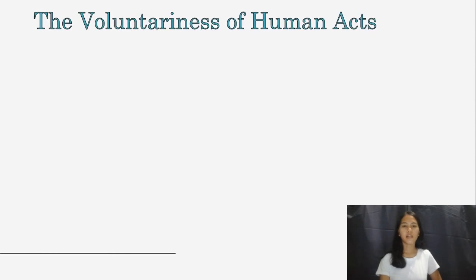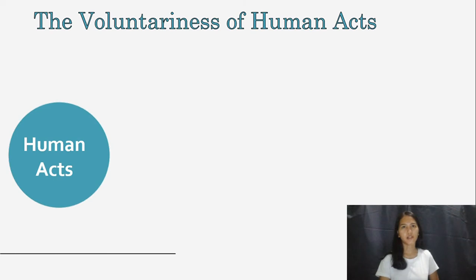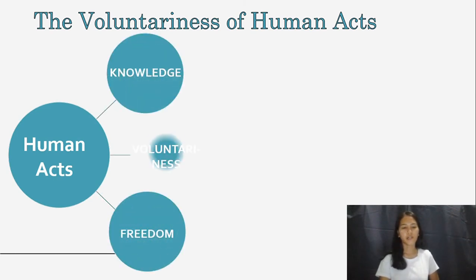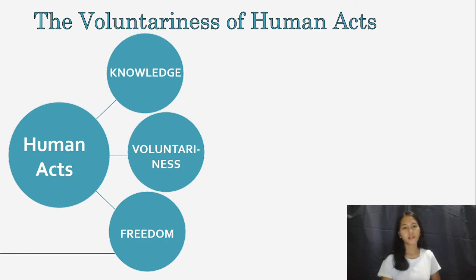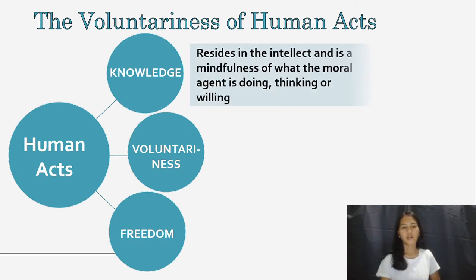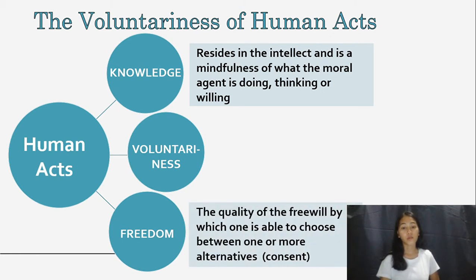The next topic is the voluntariness of human acts. So human acts have three essential elements. These are knowledge, freedom, and voluntariness. When you say knowledge, it resides in the intellect and is a mindfulness of what the moral agent is doing, thinking, or willing. Freedom is the quality of the free will by which one is able to choose between one or more alternatives.